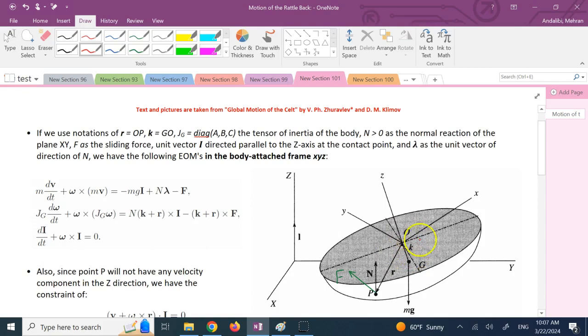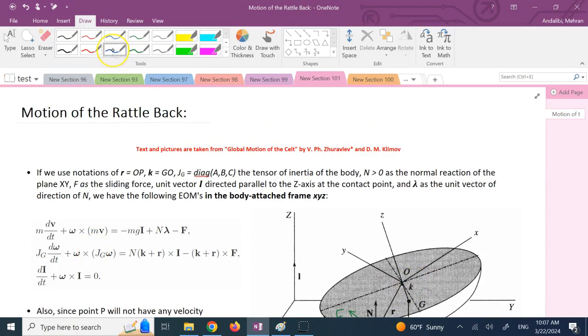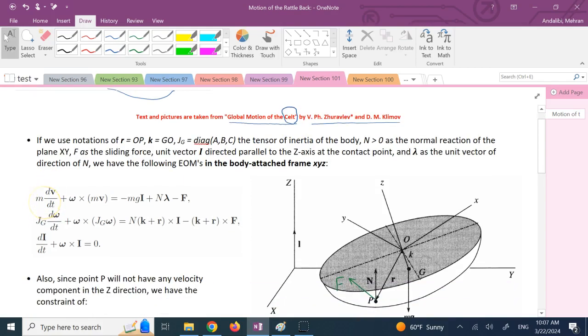The mathematical formulation and simulation of that can be found in some papers. The one that is my reference today is this one, Global Motion of the Celt by V.P.H. Zhuravlev, I guess, and D.M. Klimov. And by the way, the rattleback in many publications is called celt. So rattleback and celt are the same name for the same object.